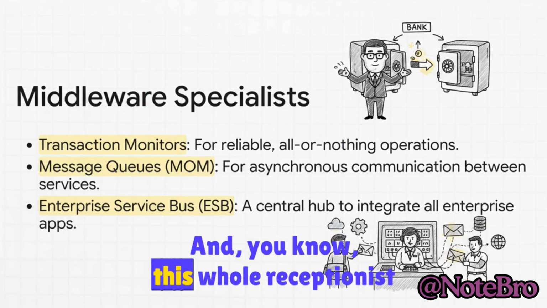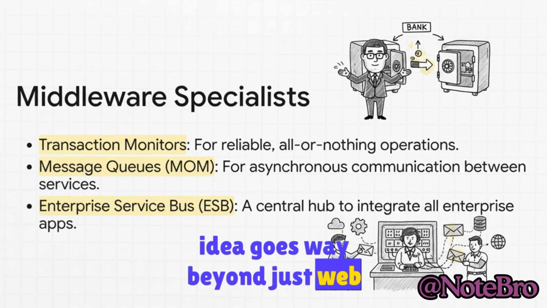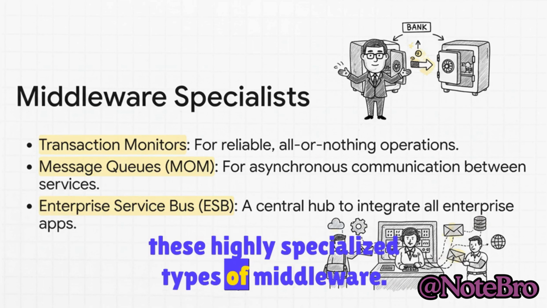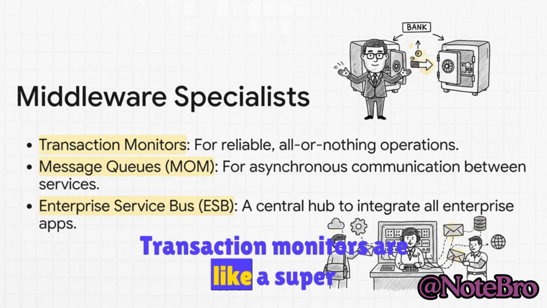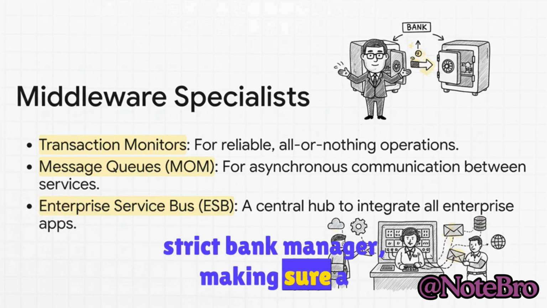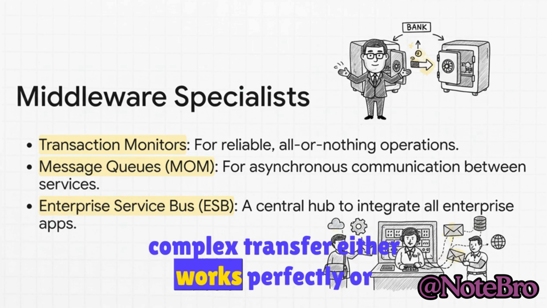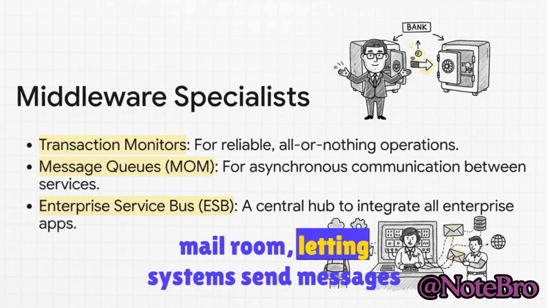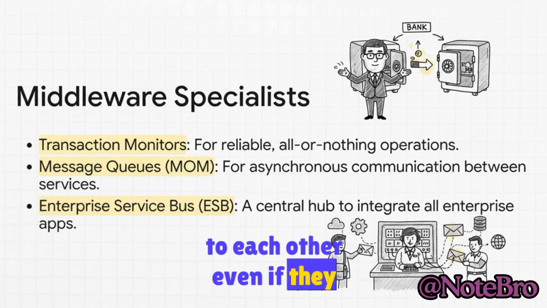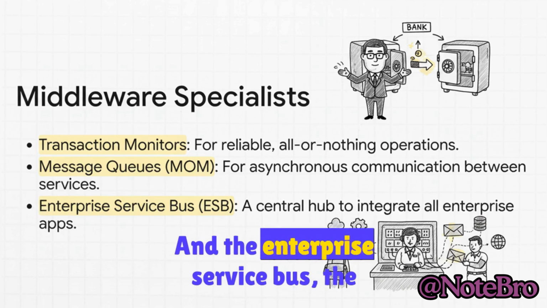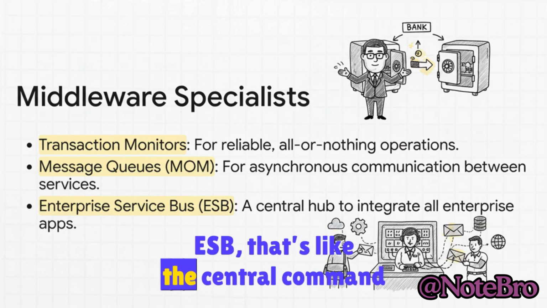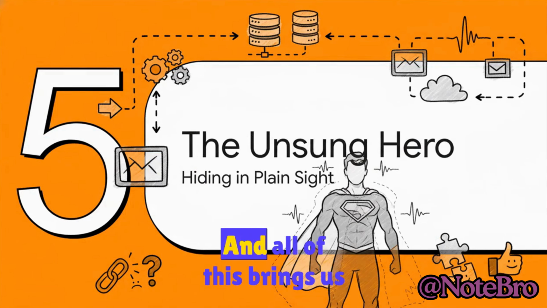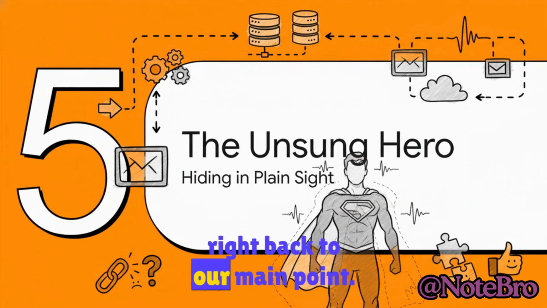And you know, this whole receptionist idea goes way beyond just web development. In huge enterprise systems, you find these highly specialized types of middleware. Transaction monitors are like a super strict bank manager, making sure a complex transfer either works perfectly or not at all. Message queues are like an internal mailroom, letting systems send messages to each other even if they aren't online at the same time. And the Enterprise Service Bus, the ESB, that's like the central command switchboard for an entire corporation's software.